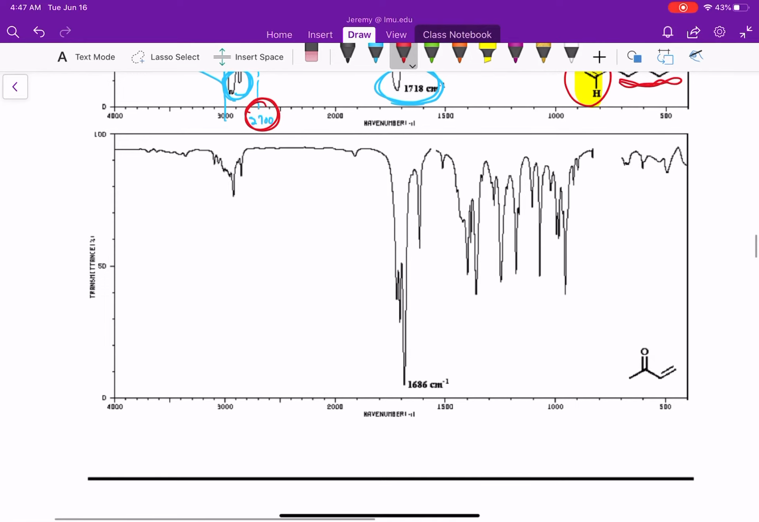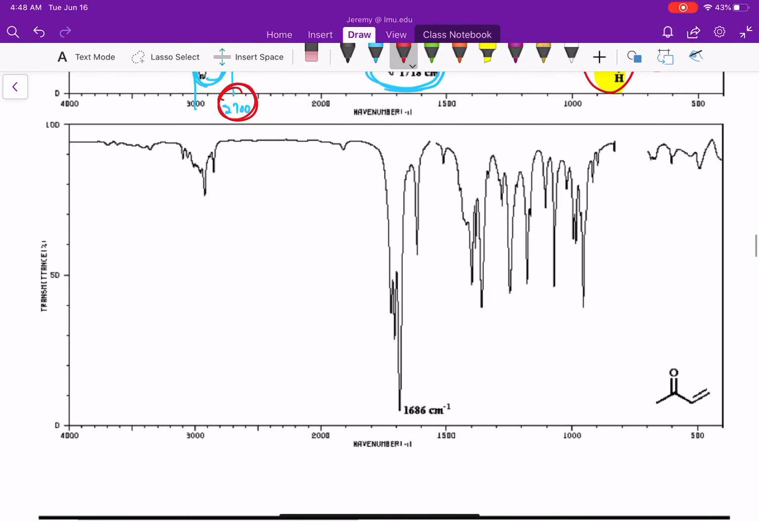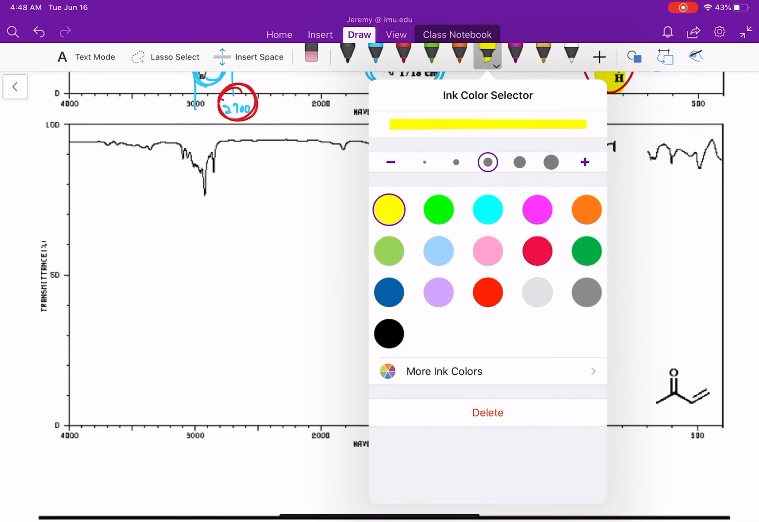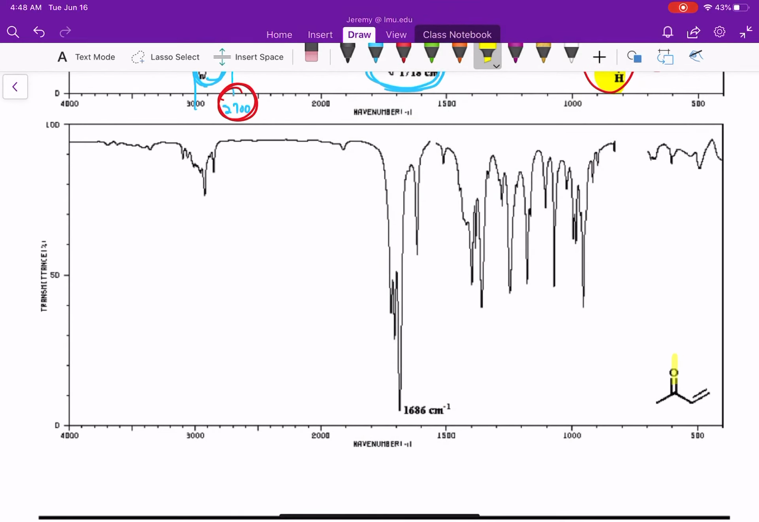All right. Next example here, we have an enone, a conjugated ketone. Okay, so we have a conjugated alkene and ketone.